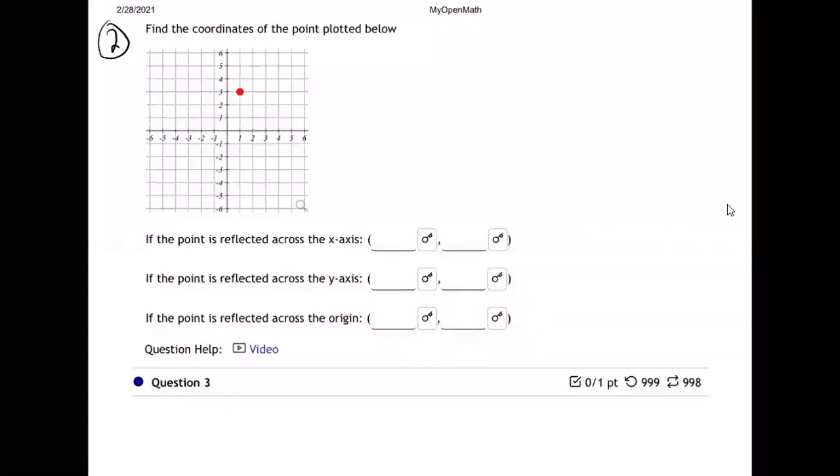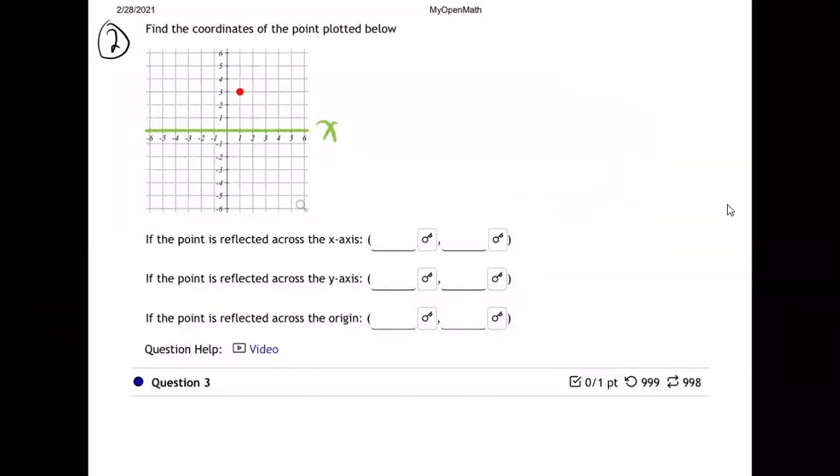Okay, so it says find the coordinates of the point plotted below if the point is reflected. So now we're talking about reflections, like a mirror, across the x-axis. So where's the x-axis? Well, I think you guys know this right here. Let me use the tool. This right here is the x-axis, right?